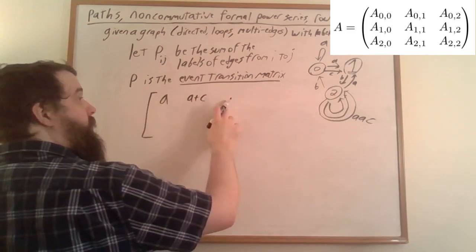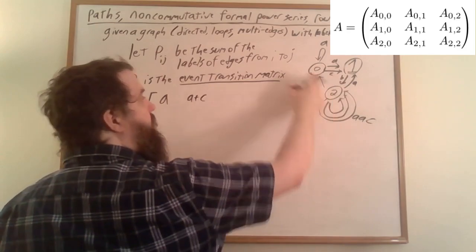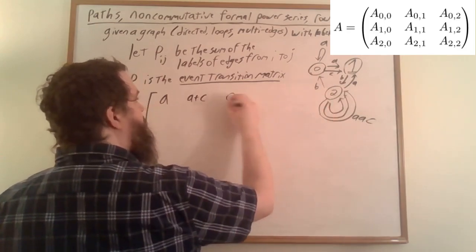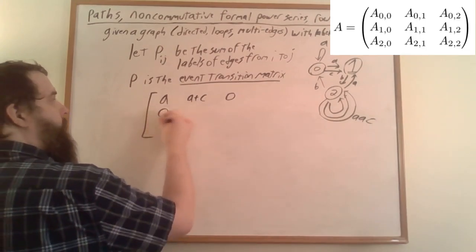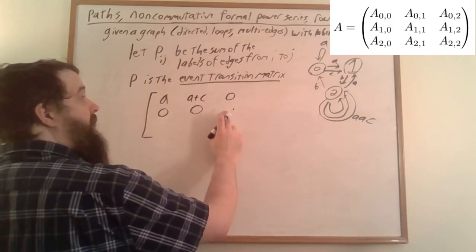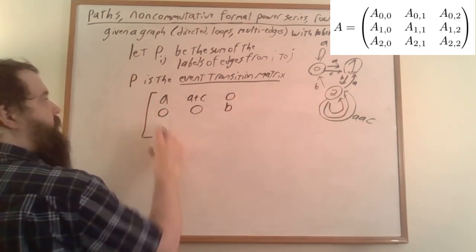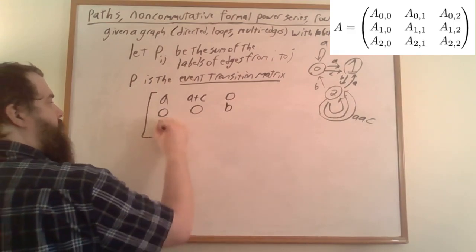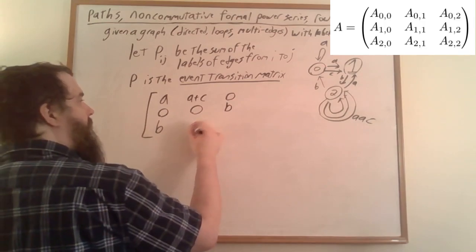The 02 entry of our matrix is the sum of all edges from 0 to 2. There aren't any, so that's just going to be 0. There aren't any edges from 1 to 0. There aren't any edges from 1 to 1. There's one edge from 1 to 2, which is labeled with a B. There's one edge from 2 to 0, labeled with a B. There's one edge from 2 to 1, labeled with an A.